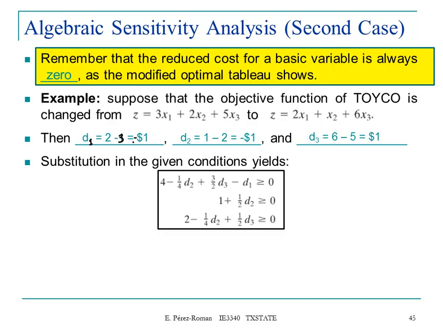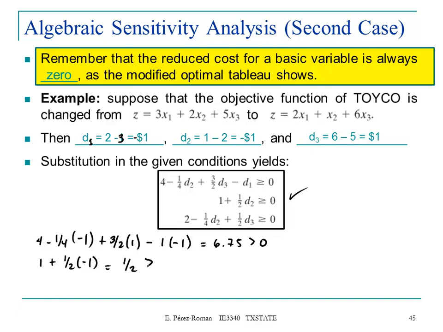So for the optimality conditions coming from the previous slide, you have 4 minus 1 fourth times minus 1 plus 3 half times 1 minus 1 times minus 1, and that equals 6.75, and this is greater than 0. Then the second one is 1 plus 1 half times minus 1, and that equals 1 half, and this is greater than 0. So this is satisfied. That one is satisfied.